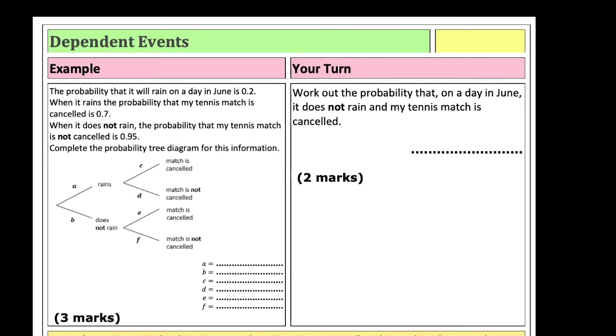The probability that it will rain on a day in June is 0.2. When it rains, the probability that my tennis match is cancelled is 0.7. When it does not rain, the probability my tennis match is not cancelled is 0.95. Complete the probability tree diagram for this information.